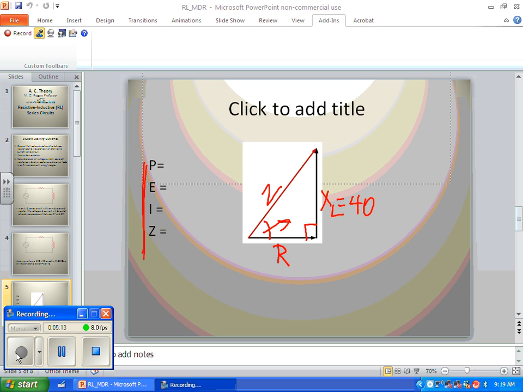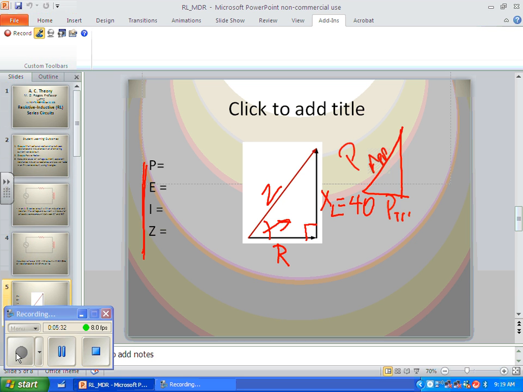Okay, so our Z, our impedance, is always the hypotenuse. Now we're going to have another triangle later. Every circuit in the world is going to have apparent power, true power, and reactive power.